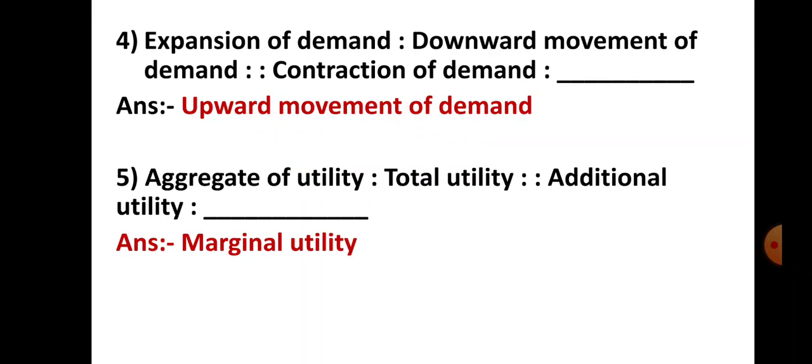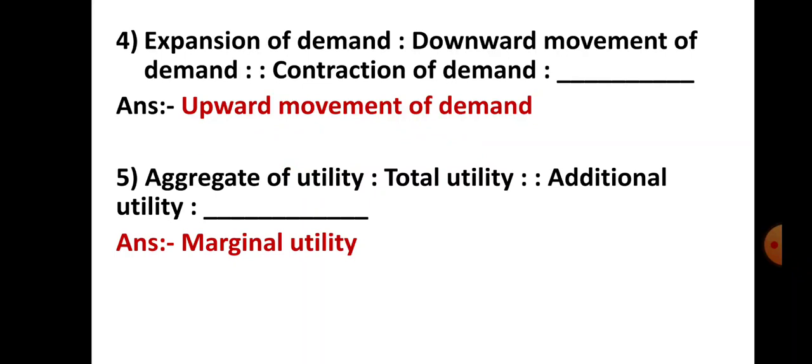What is contraction of demand? By keeping other things constant, when price rises, demand contracts. So here demand moves upward along the same demand curve. So here answer is upward movement of demand. Now let us see the next example, aggregate of utility, total utility. Then what happened to additional utility? That is they put here dash. All of you know what is total utility?